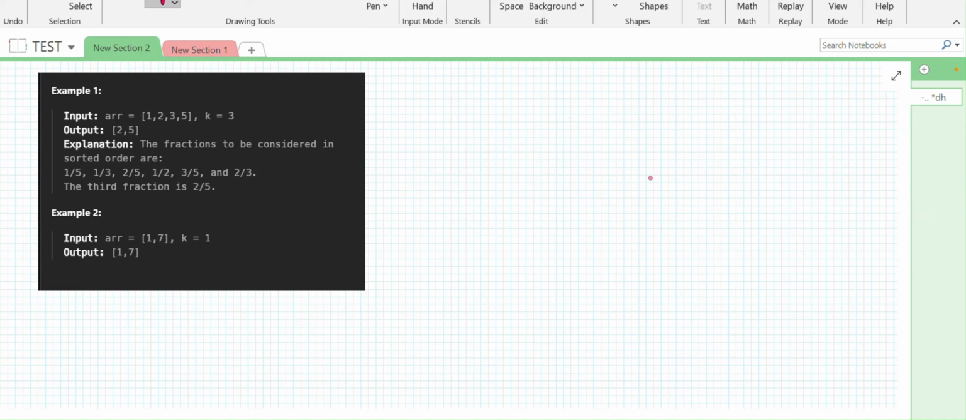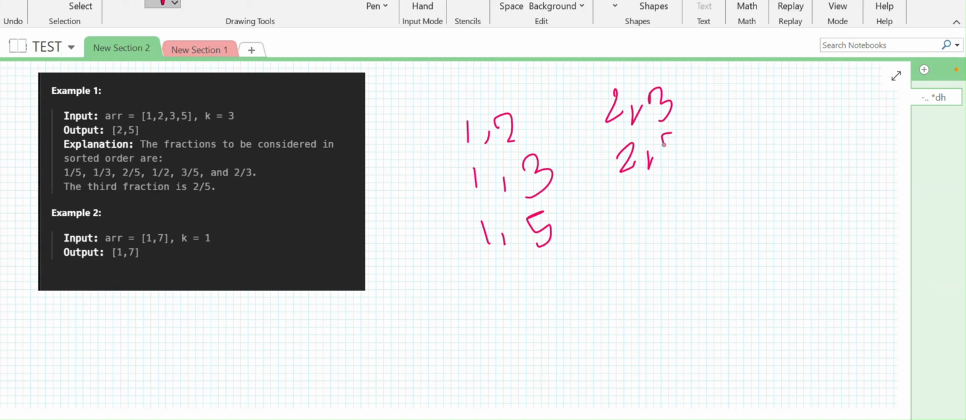So how can we solve the problem? First we generate all possible pairs. Like for the first example, we generate all possible pairs like 1 and 2, 1 and 3, 1 and 5, then 2 and 3, 2 and 5, and 3 and 5. Then what can we do? We can use a priority queue. Why a priority queue? Because we have to return the kth smallest, and we store all the fractions in a priority queue so that we are able to find the kth smallest.